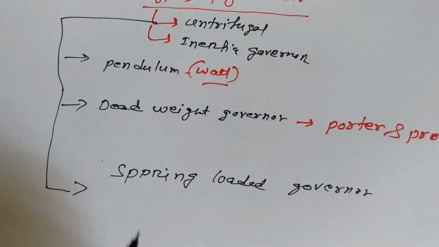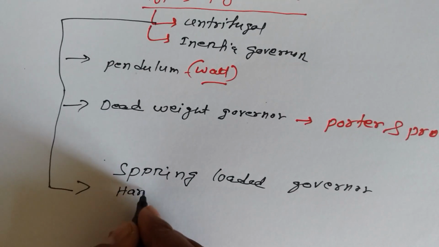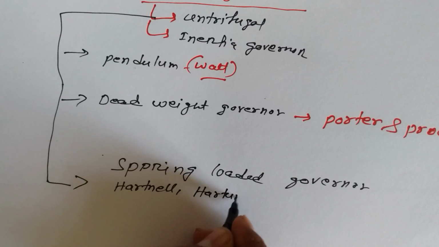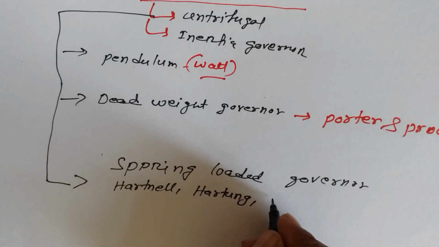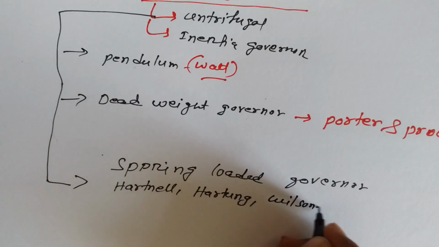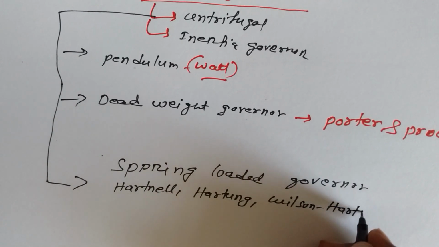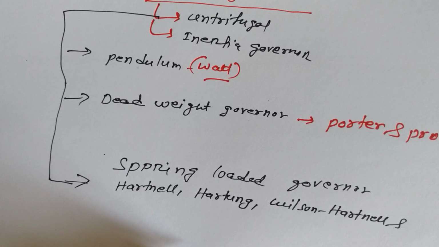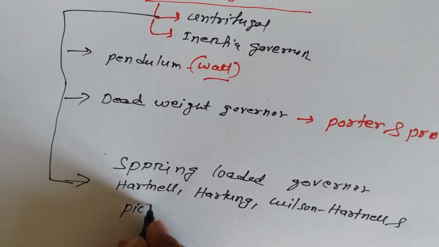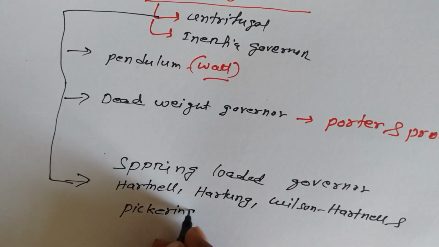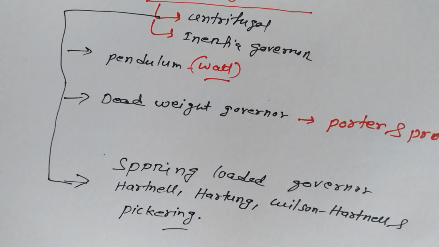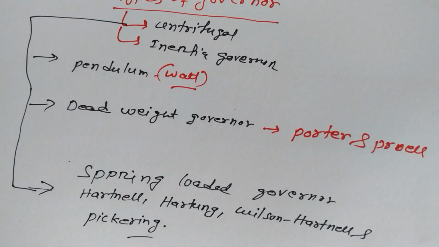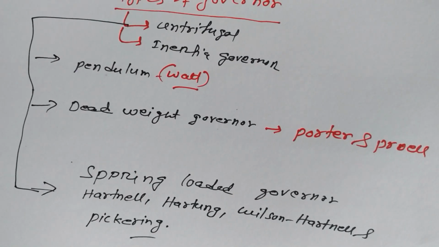Those are Hartnell, Hartung, Wilson Hartnell, and Pickering governor. So basically all these things come under types of governor. What you need to do is just remember a little bit.